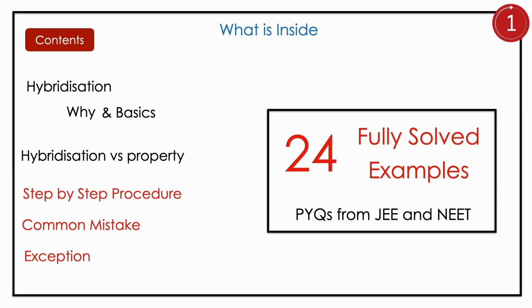What is inside this video? First, we will see what is hybridization, why it is needed, and the basics behind it. Then, hybridization versus properties. Then, a step by step procedure to identify the hybridization. Then, common mistakes. Then, exceptions in our method. Then, the very important thing, 24 fully solved examples from JEE and NEET.